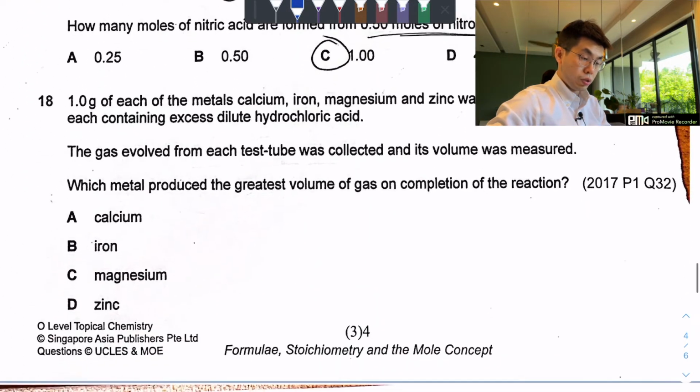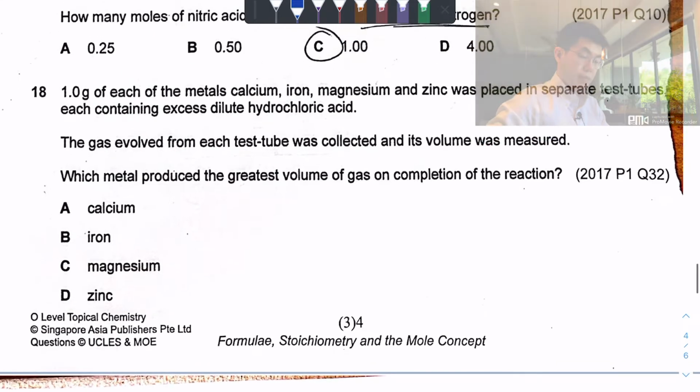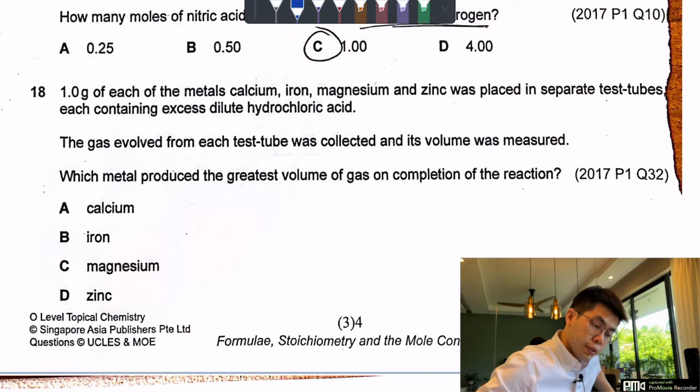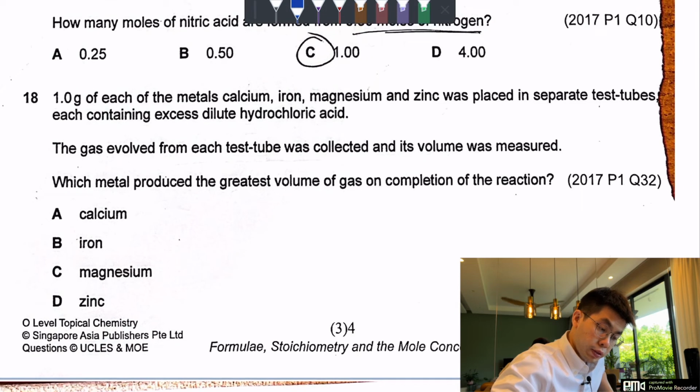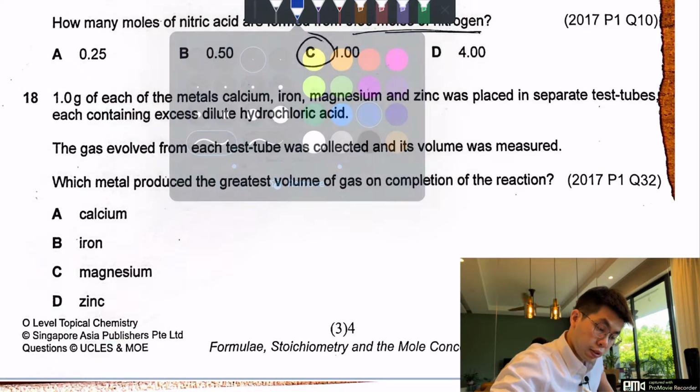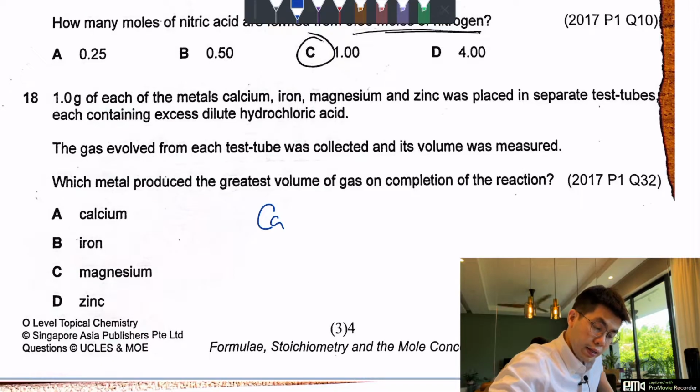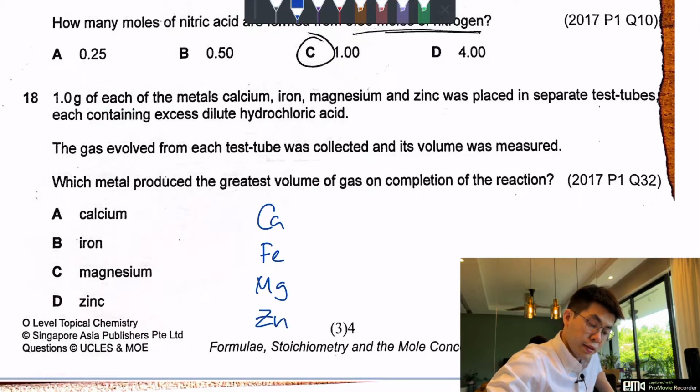Great. Let's look at the next question, question number 18. Now we have calcium, iron, magnesium, and zinc reacted with hydrochloric acid. Over here, they are all metals. Let me write out the equation for you. Calcium is Ca, iron is Fe, magnesium is Mg, and zinc is Zn. They all react with HCl.